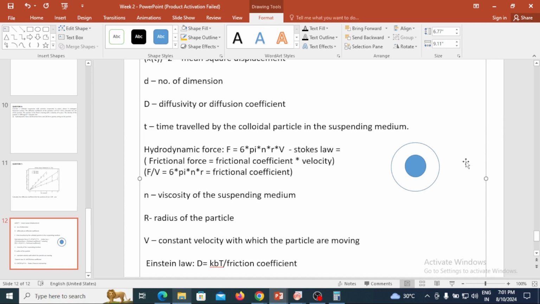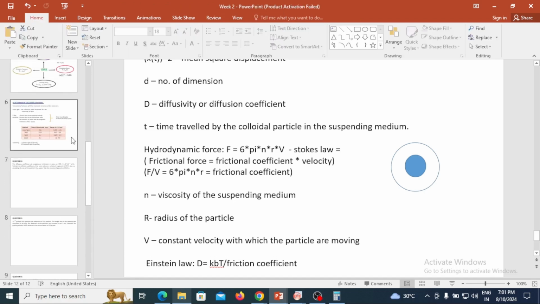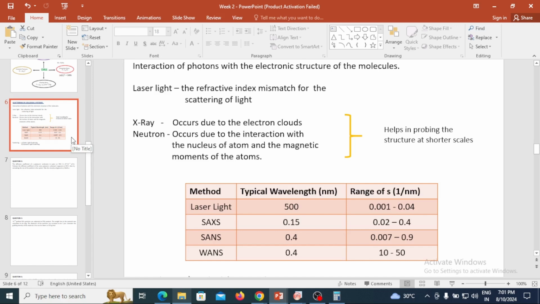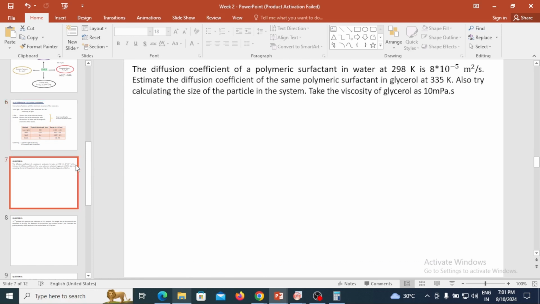So this is the use of the DLS technique. For one, it is used to calculate the size, another is the zeta potential, and also you can calculate the molecular weight of a substance like polymers. So this is about dynamic light scattering, or more often the theoretical part of the week 2 live interaction session. So now let's go on towards solving some of the problems.